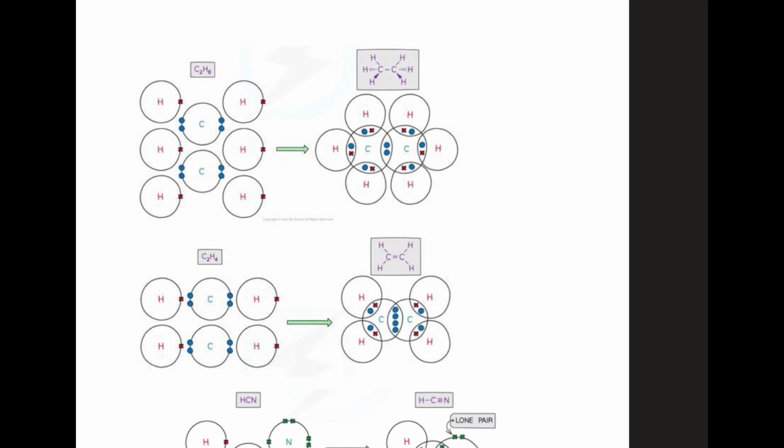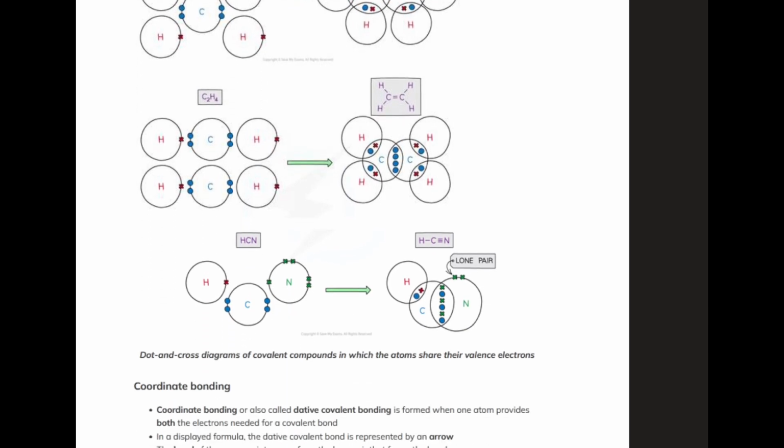Okay, so this is ethane. This one is ethene with a double bond here. So that's why 4 electrons there. And then we have the hydrogen cyanide, HCN. So it has a triple bond here. Okay, so triple bond over here, and then single bond here.